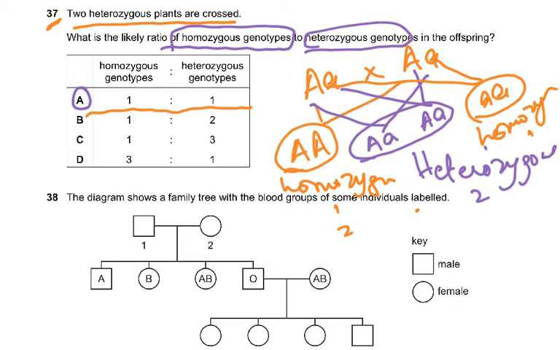So two heterozygous plants are crossed. What is the likely ratio of homozygous genotypes? This is also homozygous. This is also homozygous. This is homozygous dominant. This is homozygous recessive, but they are homozygous. And the heterozygous ones are these. Hetero means one dominant, one recessive. So only the very, very smart students would be able to pick this up.